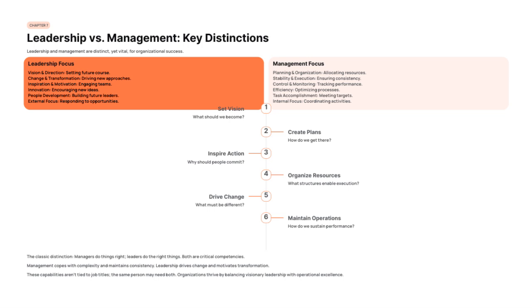Remember, planning and organization help us allocate resources effectively, while stability and control ensure consistent performance. Monitoring progress and optimizing processes are vital to meeting our targets. On the management side, internal focus emphasizes coordinating activities and maintaining operational efficiency. On the leadership side, the focus shifts outward, setting future directions, responding to external opportunities, and driving transformation through innovation.